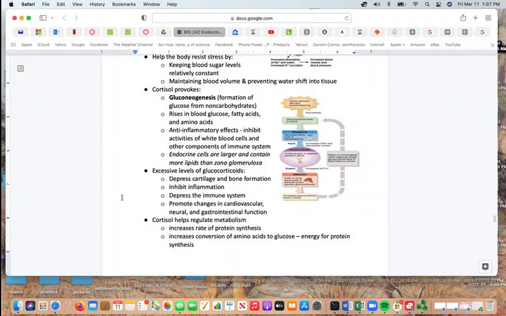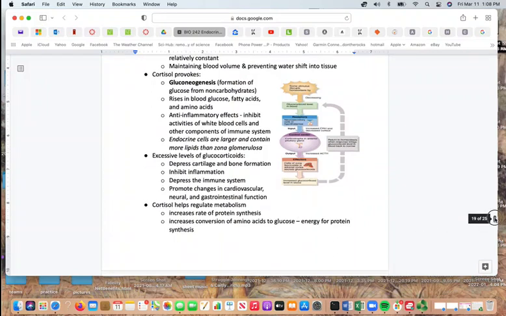So excessive levels of this can depress cartilage and bone formation, and inhibit inflammation. When cortisone injections are used therapeutically, that's generally the goal, to inhibit the inflammation. It's not going to actually cause the tissue to heal, because it's going to actually stop the formation of the healing process in there. So they do need to be used with caution. It's going to depress the immune system, and then it will promote changes in the cardiovascular, neural, and gastrointestinal function.